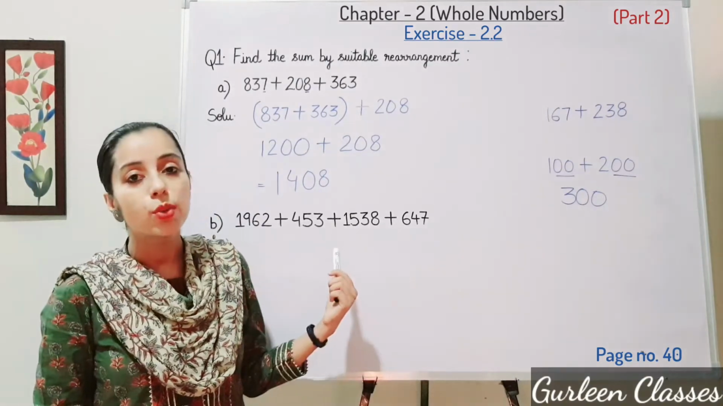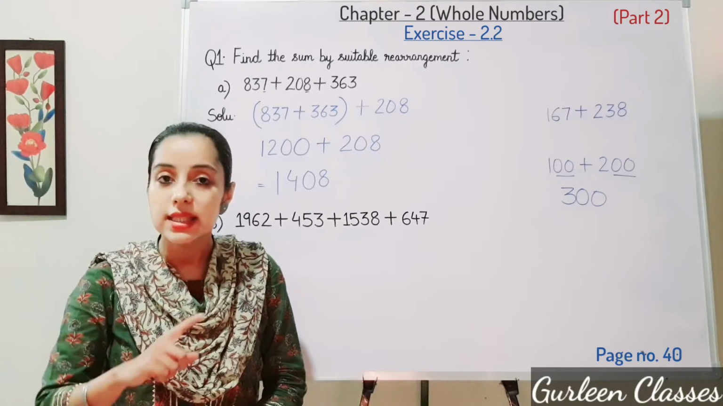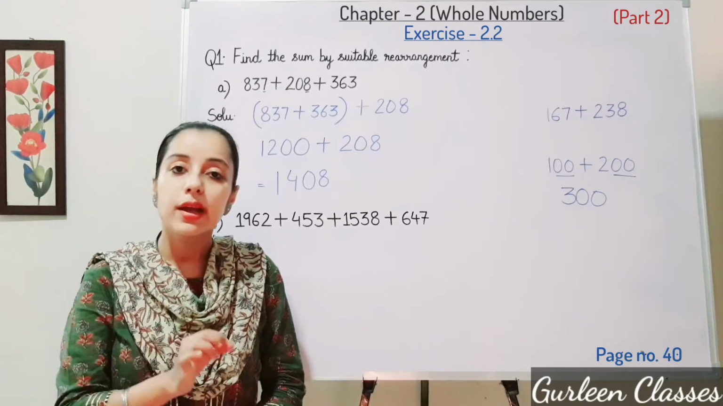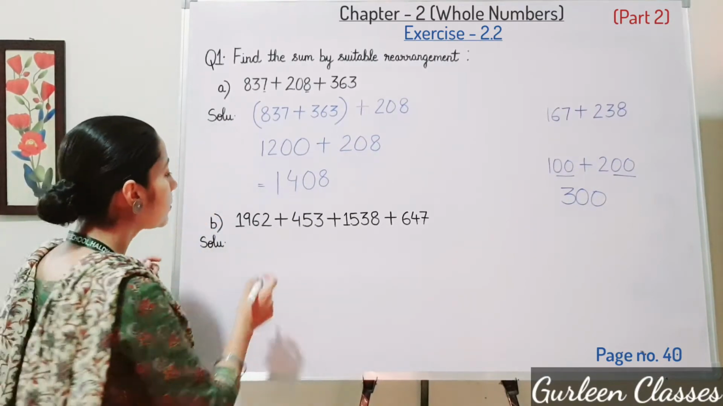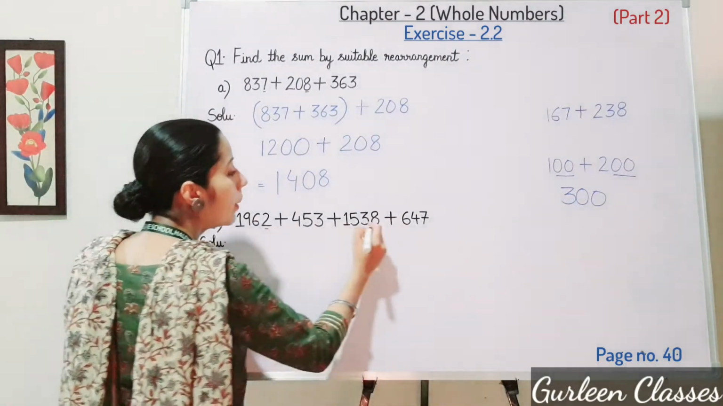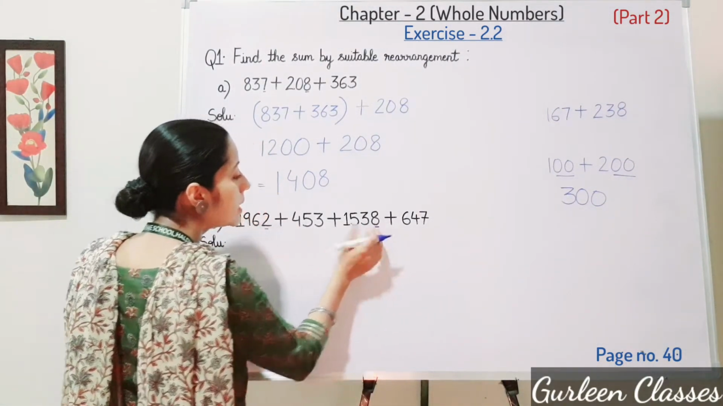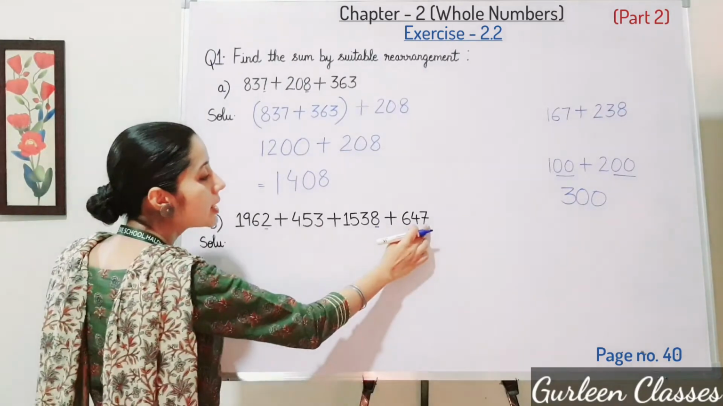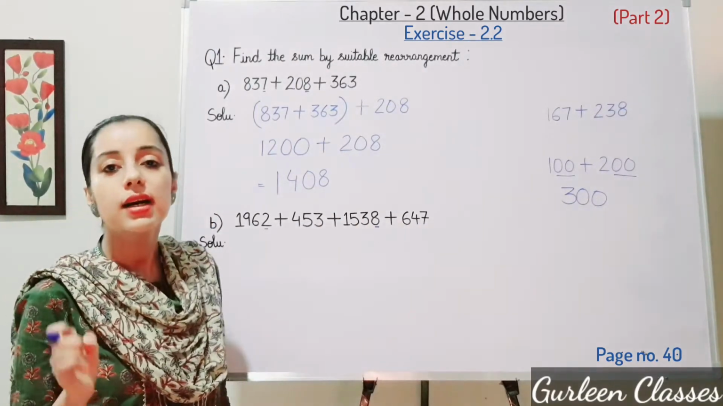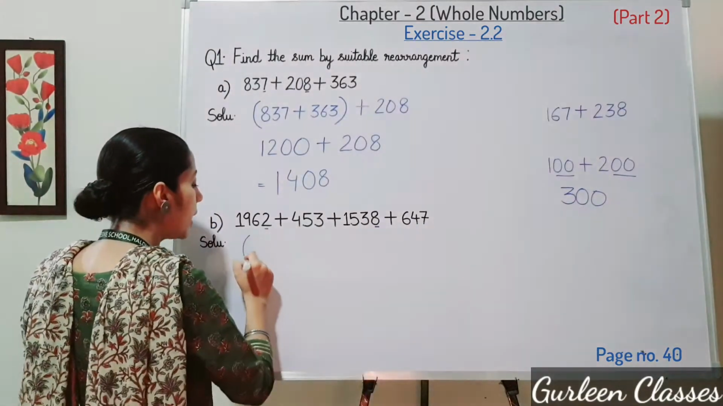B bar: 1962 plus 453 plus 1538 plus 647. Same way we have to do this part. You have to see the last digit. If you add, it becomes 0. So let us see. 2 plus 8, one pair will be this. And 3 plus 7. At last we will get 0 here.